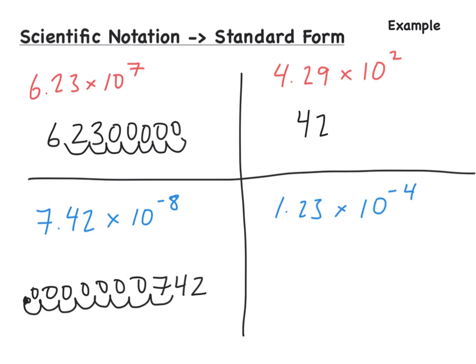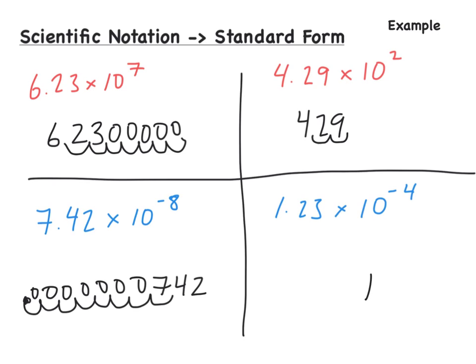I'm going to write out the numbers. I have the decimal point, which is right here, and I have to move it 2 spaces to the right because it's positive. So if I move the decimal point here, 1, 2, I don't even have to add any zeros because it stops right there. So the number that we have is 429.